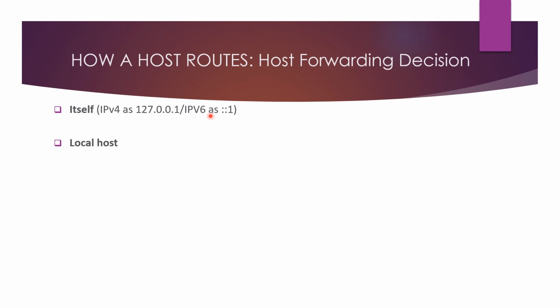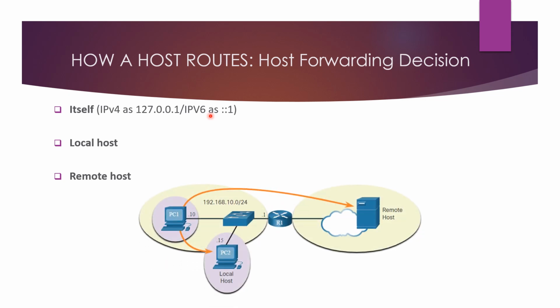A host can send a packet to a local host, which is a destination host on the same local network as the sending host, where the source and destination hosts share the same network address. It can also send a packet to a remote host, which is a destination host on a remote network, where the source and destination hosts do not share the same network address. Here it is illustrated that PC1 is connecting to a local host on the same network and to a remote host on the remote network.